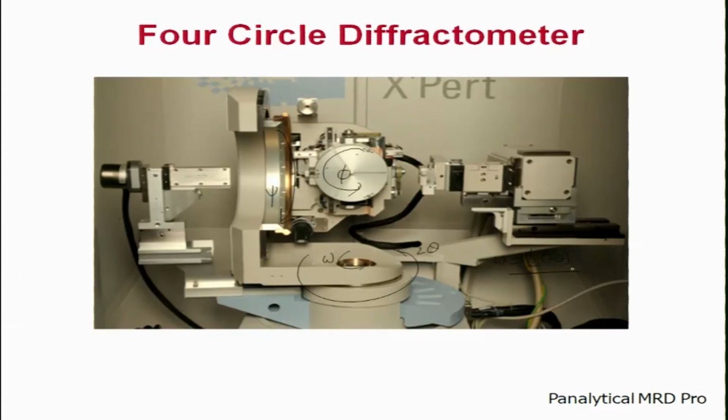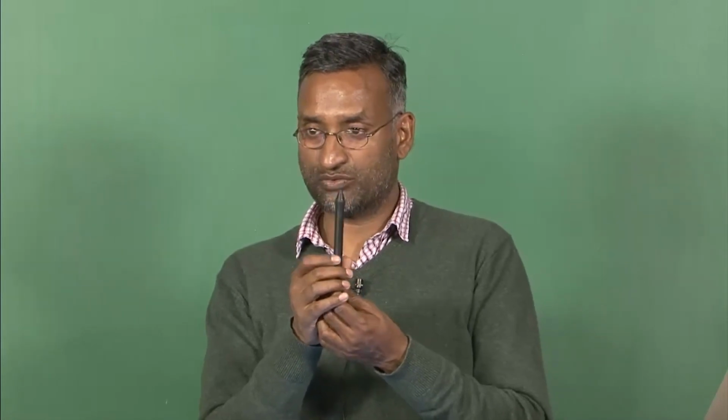If you want to do texture analysis, for example, you need to use all these 4 angles: 2 theta, omega, phi and psi. The sample may be tilted in some direction, but it is rotating along its sample normal. If it rotates around its sample normal, then it is phi. If your sample goes like this, it is omega. If it goes like this, then this is psi, and 2 theta means the detector rotating like this.